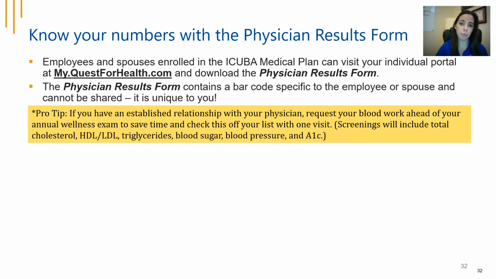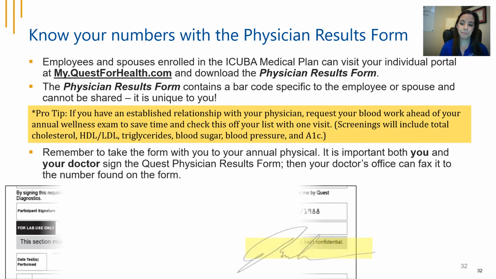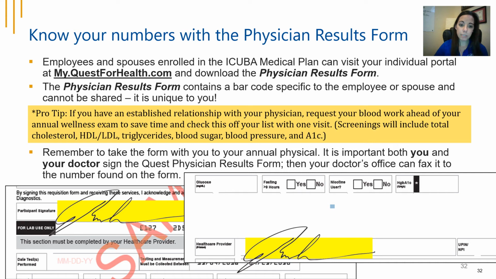Some items to keep in mind, the screening will include cholesterol, HDL, LDL, triglycerides, blood sugar, blood pressure, and A1C. So you need to also make sure that you're fasting when you get your blood work done. Remember to take the form with you to your annual physical. It's important both you and your physician sign the form, and then your doctor's office can fax it in with the number that's listed right on the form.